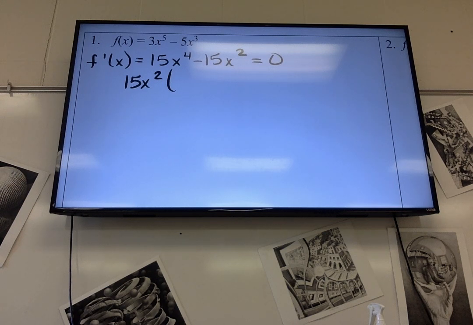Leaving us with x squared minus 1. Divide by 15x squared. It's multiplying, so you can cancel it out.